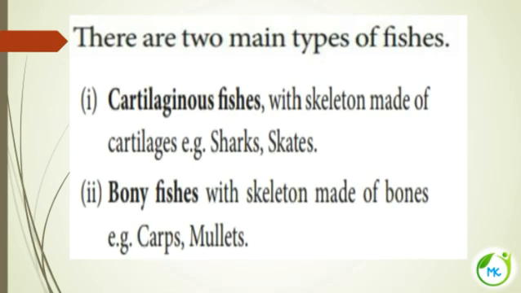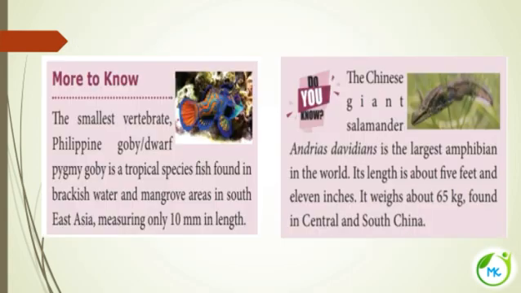There are two main types of fishes. One is cartilaginous fish, that is, the skeleton is made up of cartilage. Cartilage is like a soft bony structure. Example, sharks, skates. And bony fishes, in this case, the skeleton is made up of bones. Example, carp and mullets.